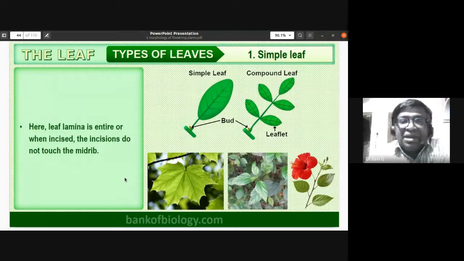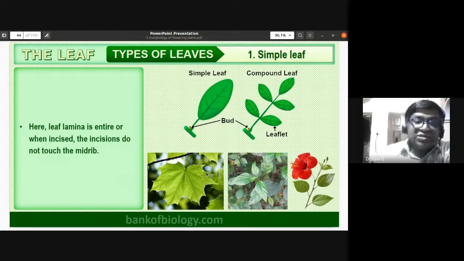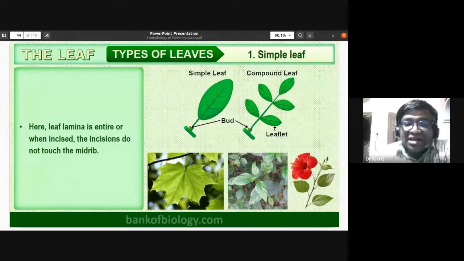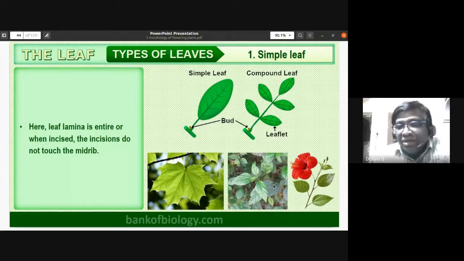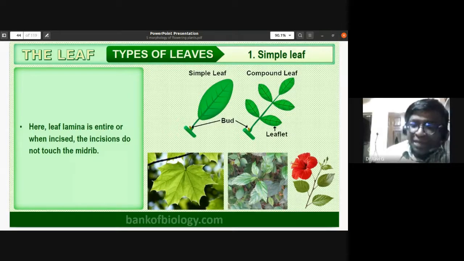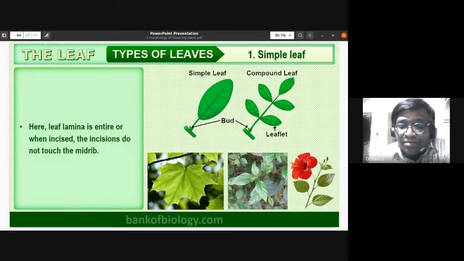See, the leaf lamina in a simple leaf is entire, or when it is incised, the incisions do not touch the midrib. You can notice that in the case of the oak leaf. The leaf is entire, or when incised, that is when they are cut, these cuts do not touch the midrib. That sort of leaf, we call a simple leaf. You can notice a simple leaf in oak trees and in hibiscus. And they have a prominent midrib also.